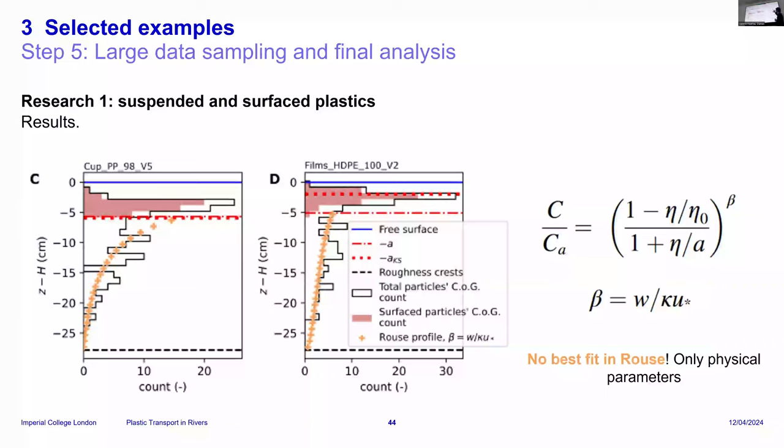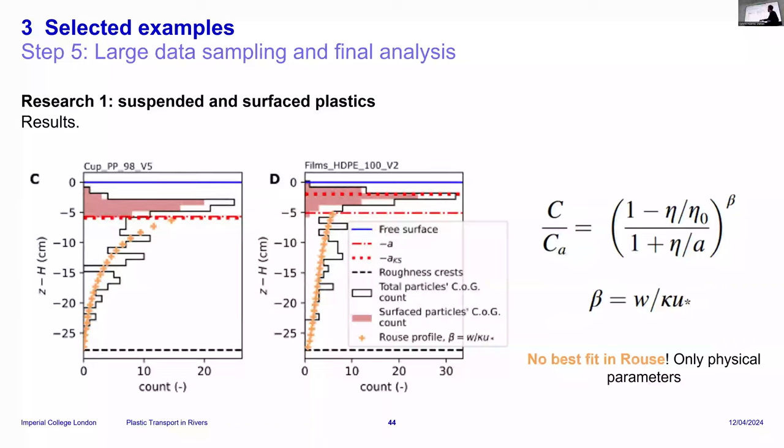The yellow points are the solution of the Rouse profile. So there's no calibration or anything. It's just physical parameters. We take a concentration value and they are reproducing properly the shape. It's a bit tricky, if you want. Of course, it's the data resolution. We have 100 to 150 samples per experiment. If we had 10,000 samples, this would be much smoother and closer to the theory. But we have an experimental uncertainty.